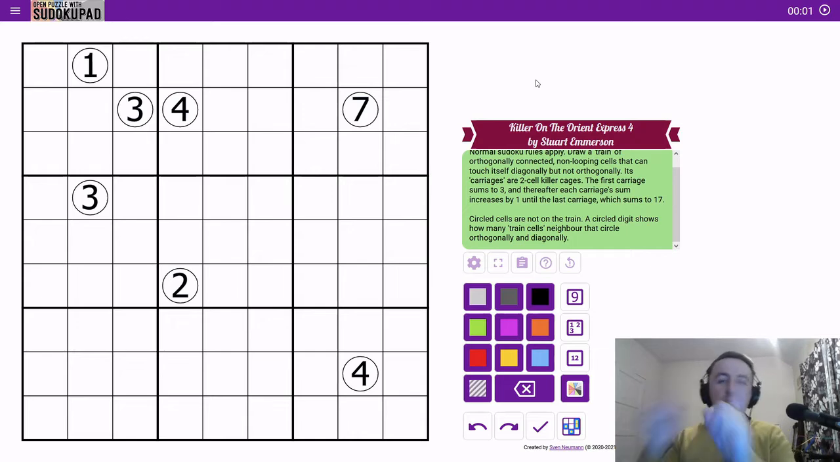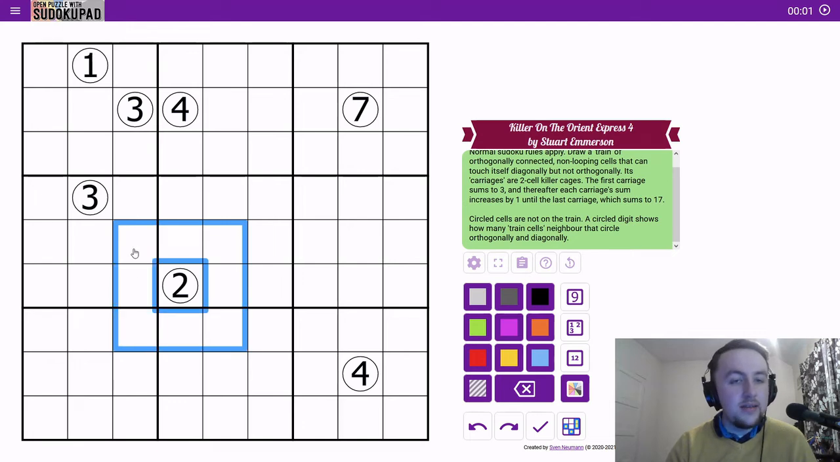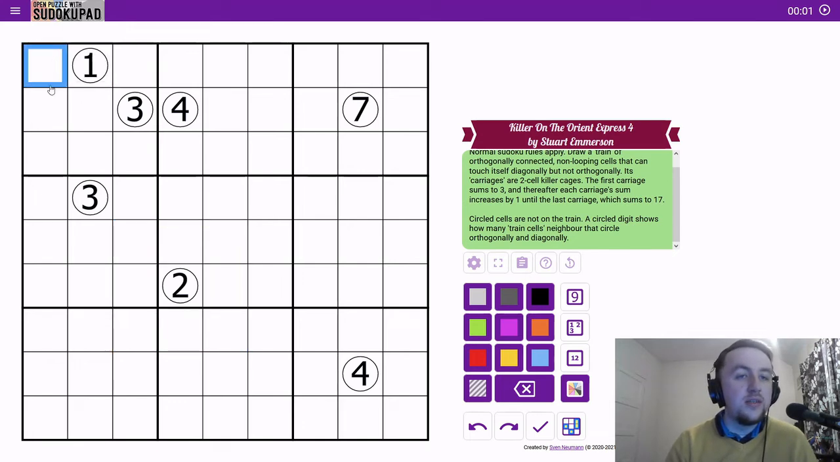Now let's just switch back into the other variation of the rule set, which I think is slightly easier to get your head around. In this rule set, each circled cell describes how many train cells are in the neighbouring 8 cells, or in the case of this one, it's only 5 cells that are neighbouring. So one of those 5 cells is on the train.